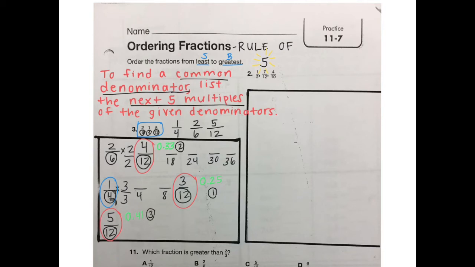So if I check, I should have 1/4 first, which I do. I should have 2/6 second, which I do, and 5/12 third, which I do. So there's my order. Don't forget to put in commas to separate so we know that they are 3 different fractions. Alright, I hope this helps you with the rule of 5 to order fractions.